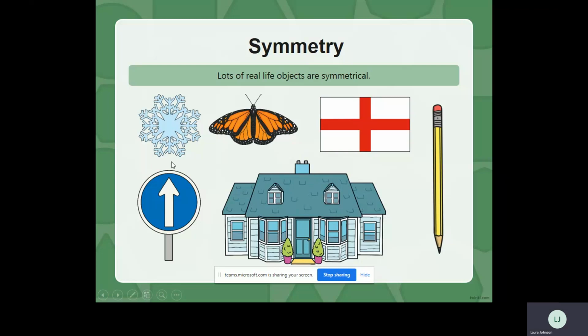If I look at this road sign with an arrow going up, if I put my line of symmetry vertically down the middle, it would be the same on both sides. But if I put my line of symmetry across the middle horizontally, it wouldn't be the same on both sides because we've got the point of the arrow here. We haven't got one at the bottom, so it's not the same.